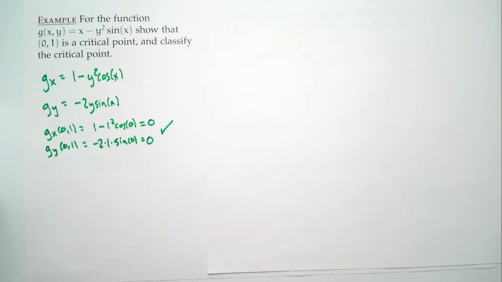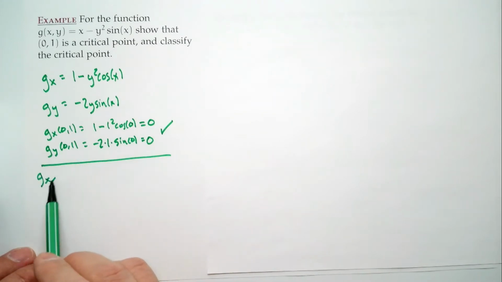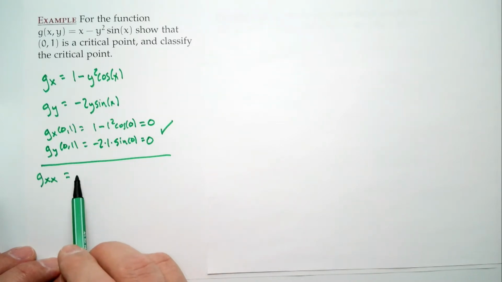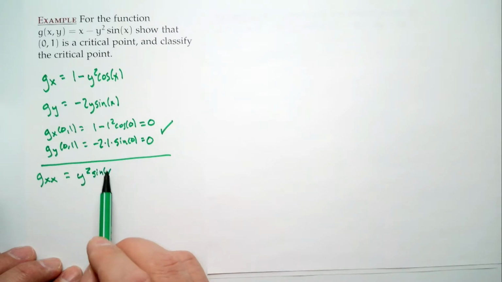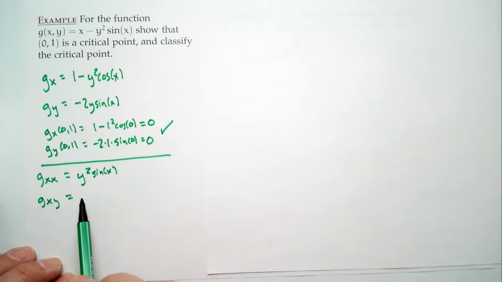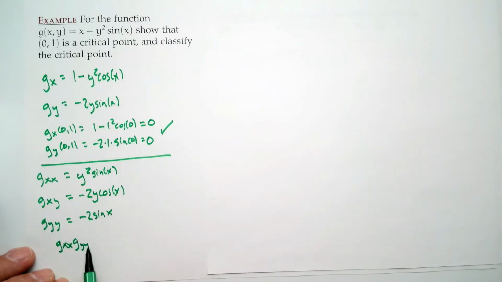So the next thing we have to do is to classify. So we go into our second order derivatives. So g_xx, what does that turn out to be? Negative y squared sine of x. G_xy: minus 2y times cosine of x. And g_yy: negative 2 sine of x. So we want to look at g_xx times g_yy minus g_xy squared.